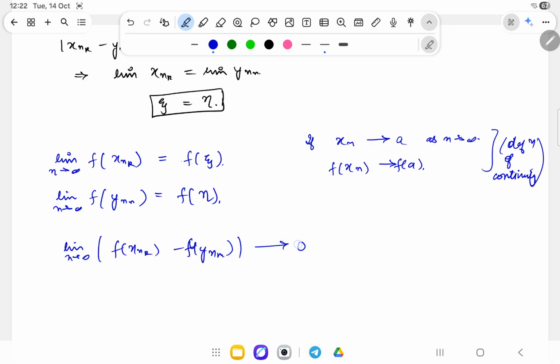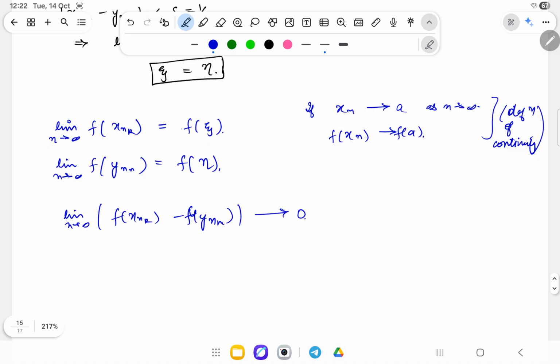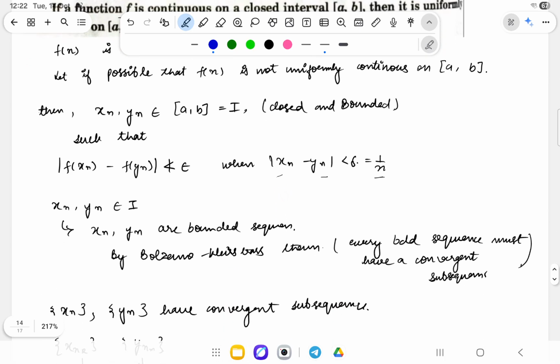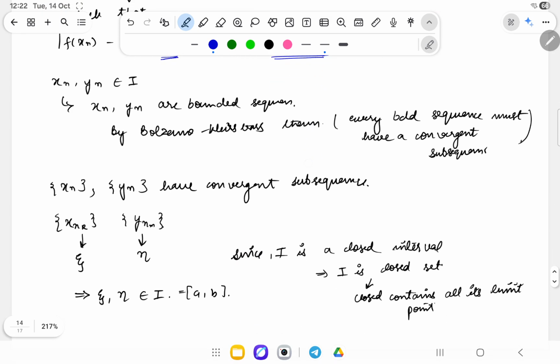So we got a contradiction because we have assumed that this function is not uniformly continuous, so this difference is not less than epsilon whenever this thing holds. But we got two subsequences for which this thing holds and this is also approaching 0, so we got a contradiction to our assumption.